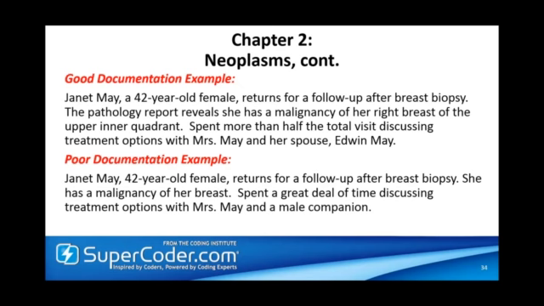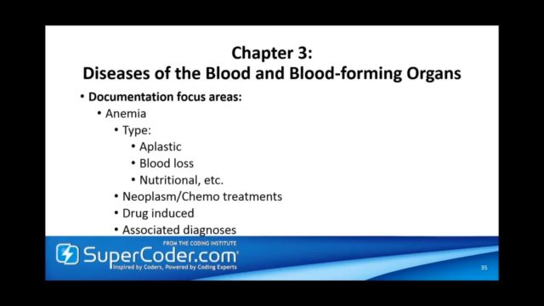Chapter 3, Diseases of the Blood and Blood-Forming Organs, contains codes for anemia, a diagnosis requiring you to obtain several pieces of information in order to select your code. Documentation must include the type of anemia. Is it nutritional, due to blood loss, aplastic, hemolytic, etc.? The more specific the documentation, the better you will be able to assign the correct code.